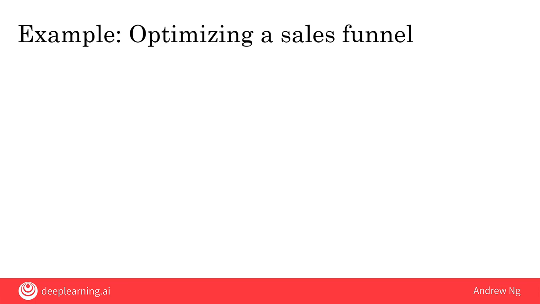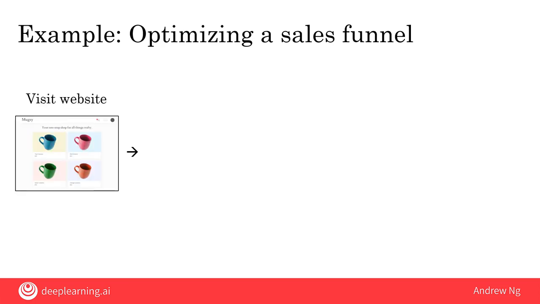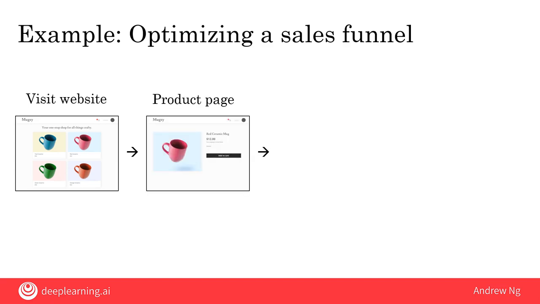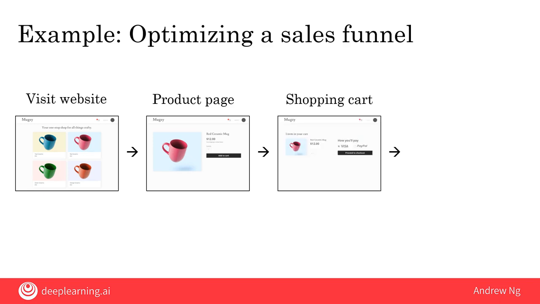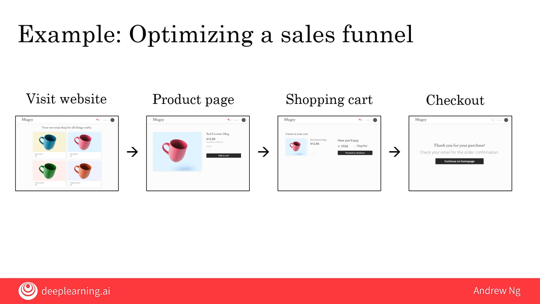As our running example, let's say you want to optimize a sales funnel. Say you run an e-commerce or online shopping website that sells coffee mugs. For a user to buy a coffee mug from you, the sequence of steps they'll usually follow: First, they'll visit your website and take a look at the different coffee mugs on offer. Then eventually they have to get to a product page, and then they'll have to put it into their shopping cart and go to the shopping cart page, and then they'll finally have to check out.